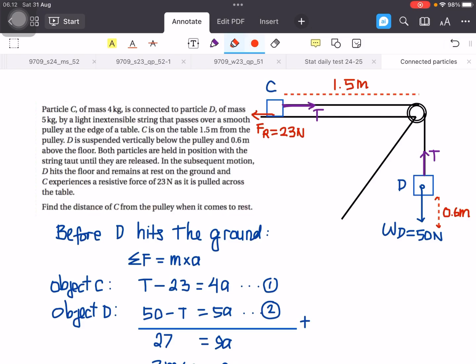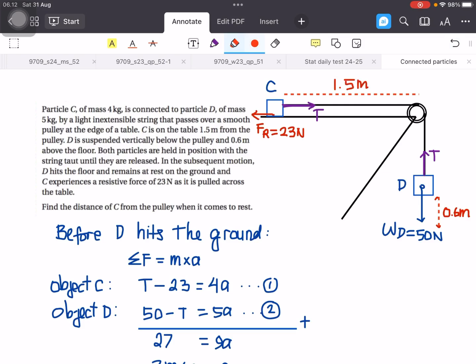So first, we need to draw the diagram. This is particle C on the table, connected to particle D by a string that passes through a smooth pulley. On particle C, there is a resistive force of 23 newtons and it is pulled by the tension of the string T, and particle C is 1.5 meters from the pulley.